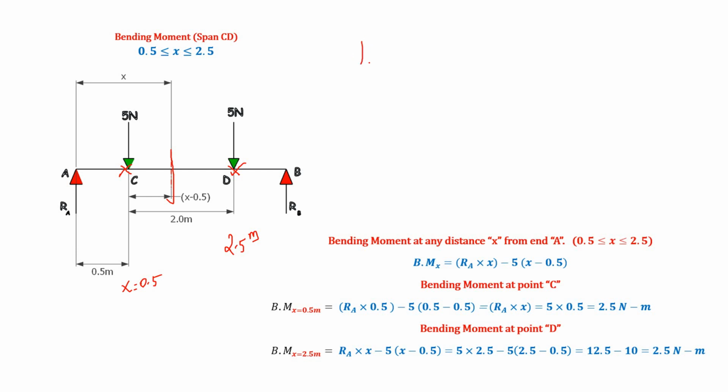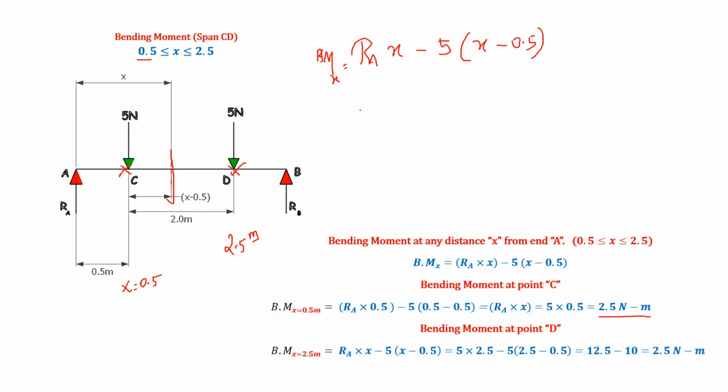Now the equation is RA into x minus 5 into the lever arm distance, which is x minus 0.5. So this is also an equation of a line. This is how you calculate the bending moment at x. So you can see RA x minus 5 into (x minus 0.5). First you substitute the value of x equal to 0.5, and you end up with the value 2.5 Newton meter.